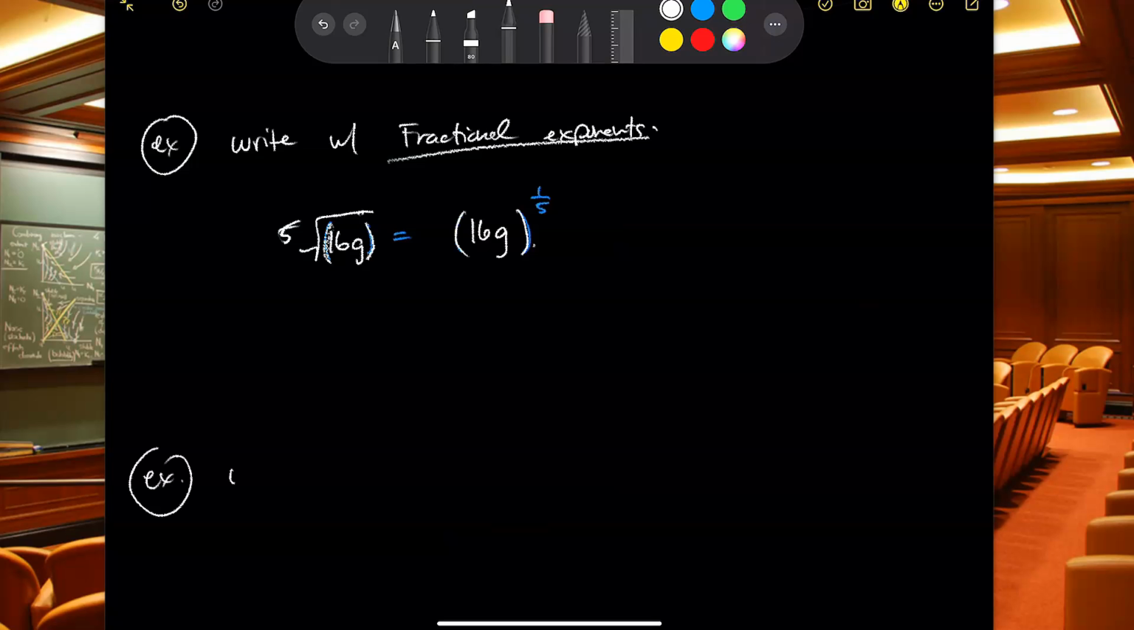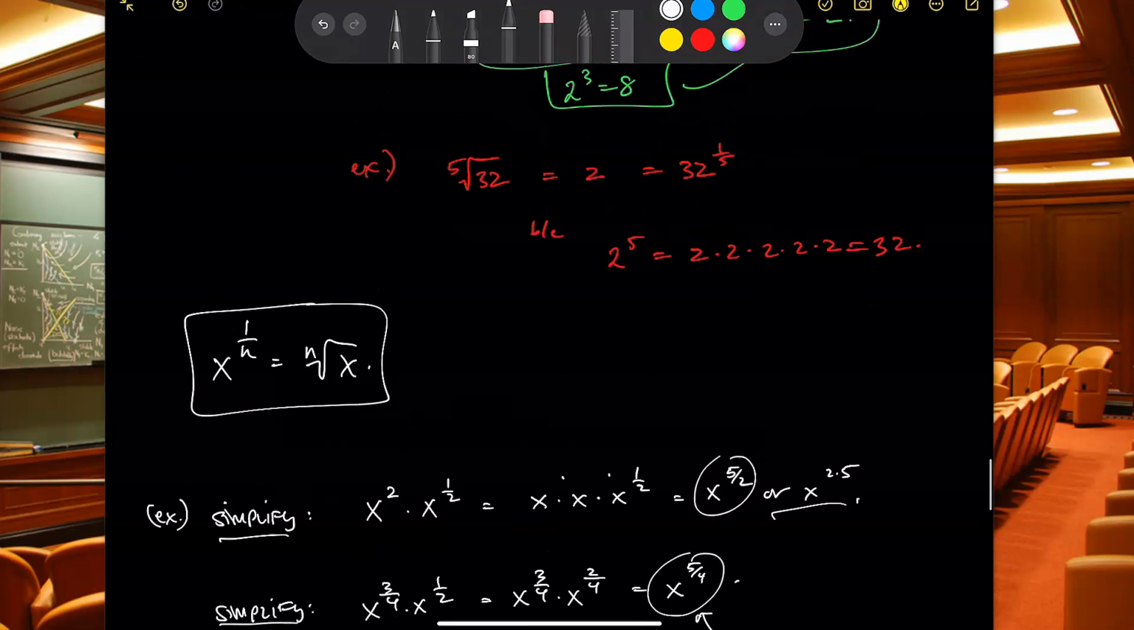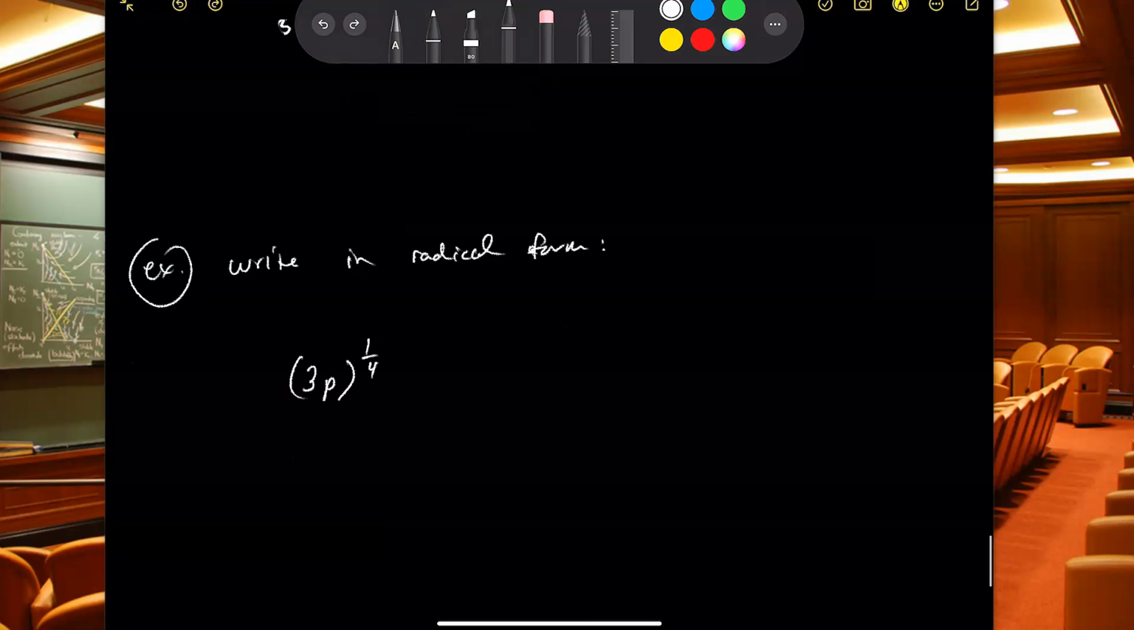Okay, and the last example is to write in radical form, given a fractional exponent. So let's say I had 3p to the 1/4, and you want to write it in radical form. Well, you have to use this idea right here: something to the fractional exponent is equal to that nth root. So it means we're taking the fourth root of this whole thing, 3p on the inside.